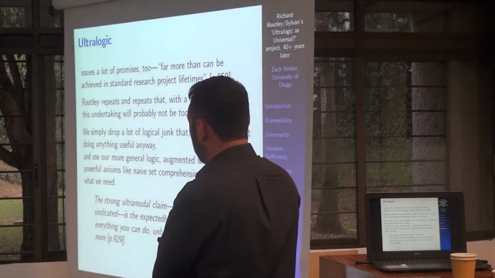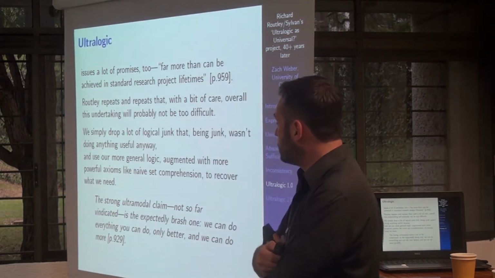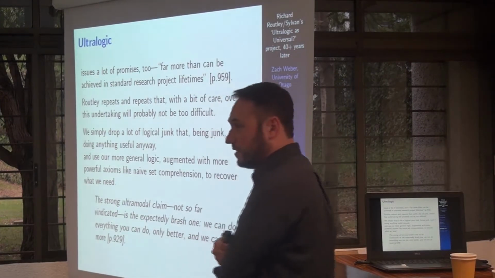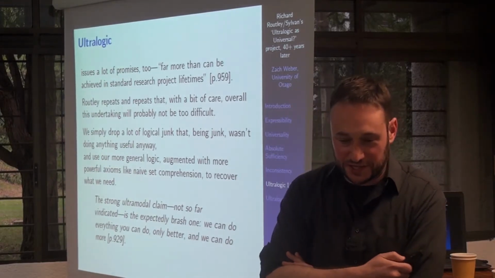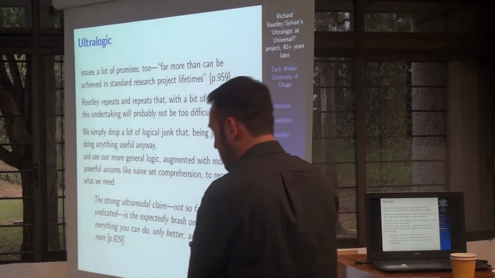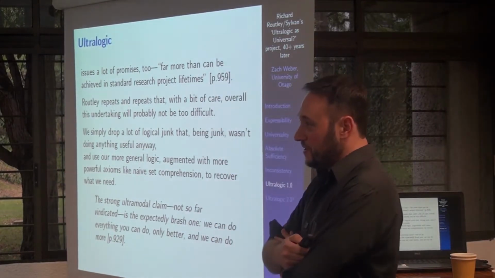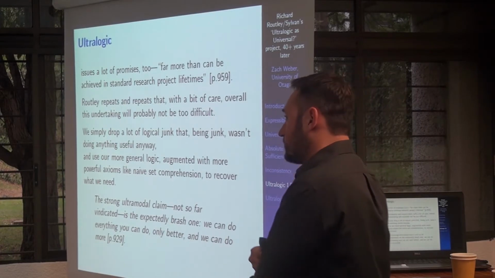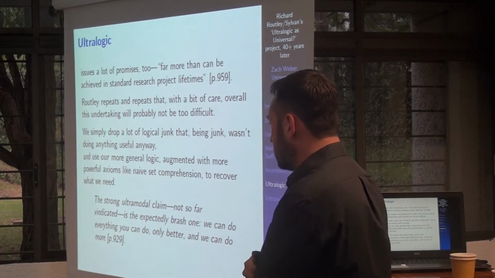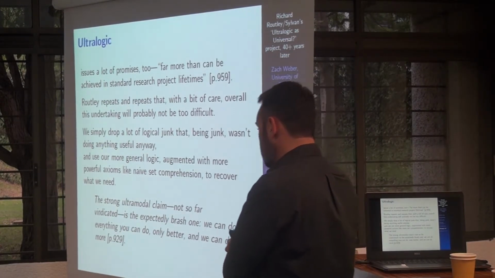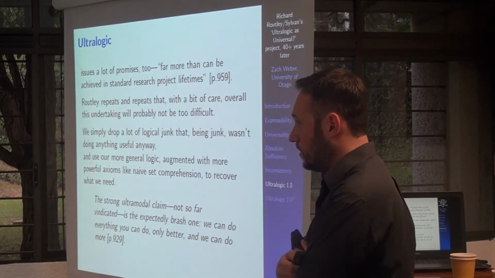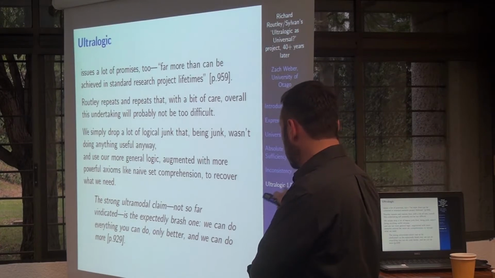And he says far more promises than could be achieved in a standard research project lifetime. He repeats and repeats, well, look, this shouldn't be too difficult. All we'll do is jettison some logical junk that wasn't being used anyway because it's just junk. I mean, nobody really uses ex falso quodlibet, right? So we should have no problem just reconstructing various theories without it. And he says famously, the strong ultramodal claim is the expectedly brash one: we can do everything you can do, only better, and we can do more. So this is Ultralogic 1.0.